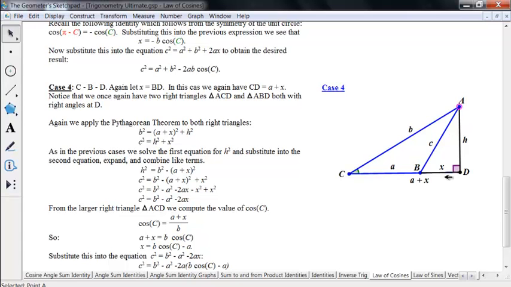Once again, we get two right triangles. This time we're going to let x be the distance from b to d. Of course, we know this is a, so this is a plus x. So it works very much like last time.